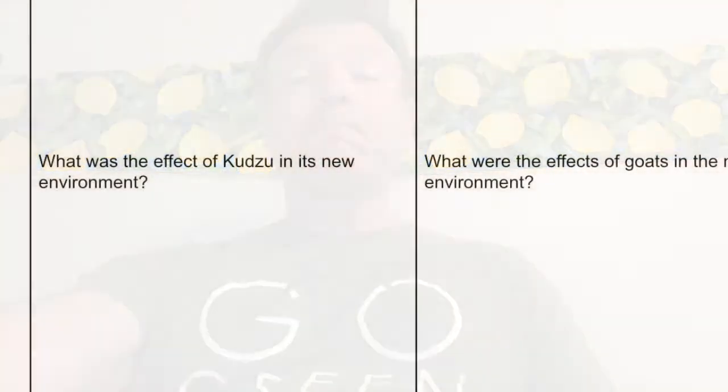Think about what goats eat. Think about how they are. Can they jump? Can they not jump? Think about how goats behave. What do you think might be the effect of introducing goats? So now you go to that same column where the goats are and answer that question. Take a few minutes, you can pause the video and answer the question about what were the effects of goats in the new ecosystem.